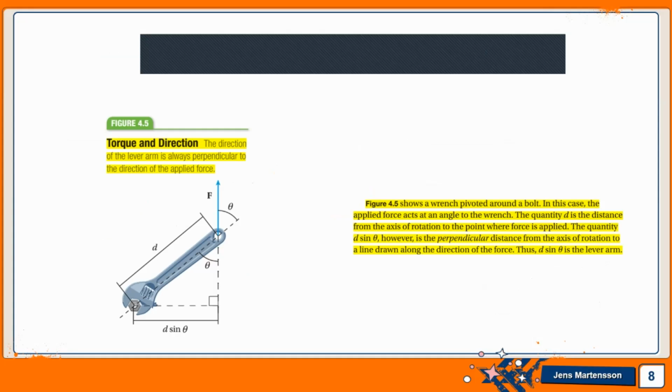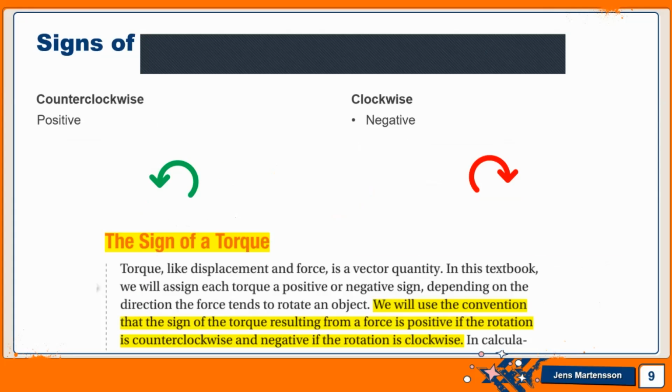But this one is more for angular torque that I'm not going to talk about yet. So let's focus on the easy one. Now the signs of the torque. Torque can have two signs, positive and negative.